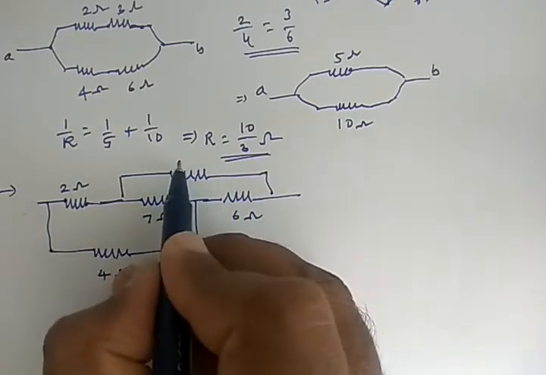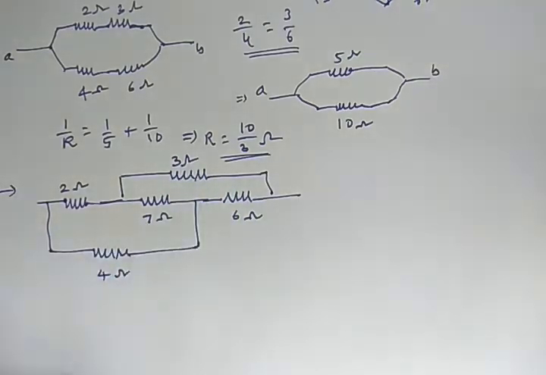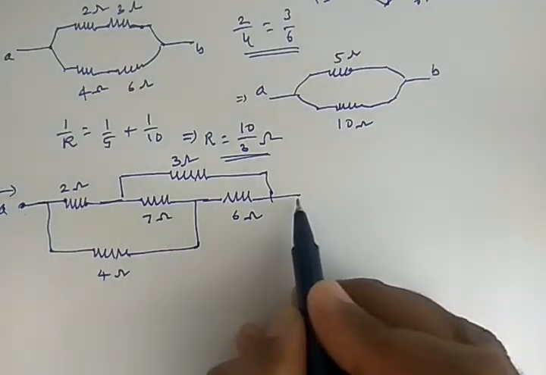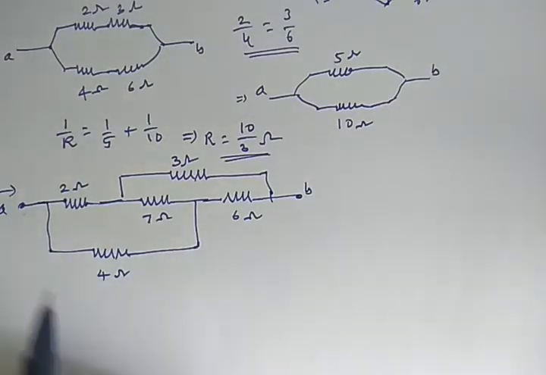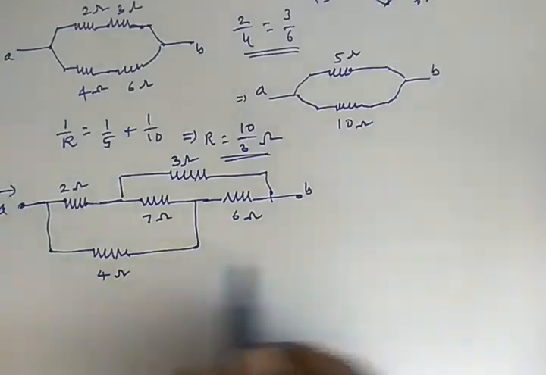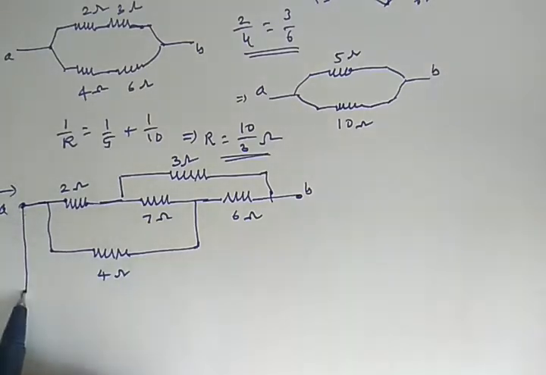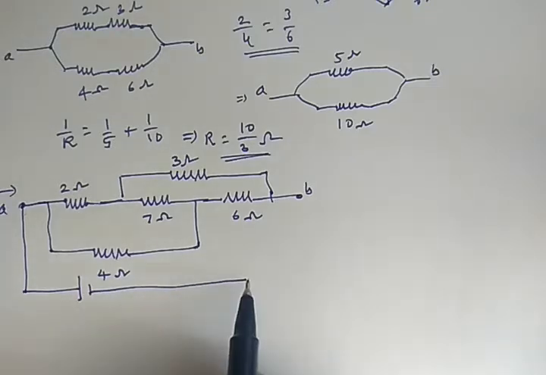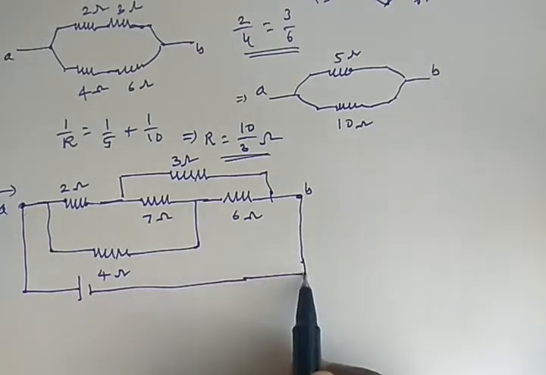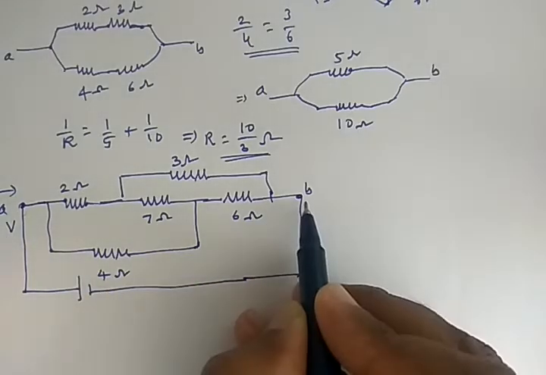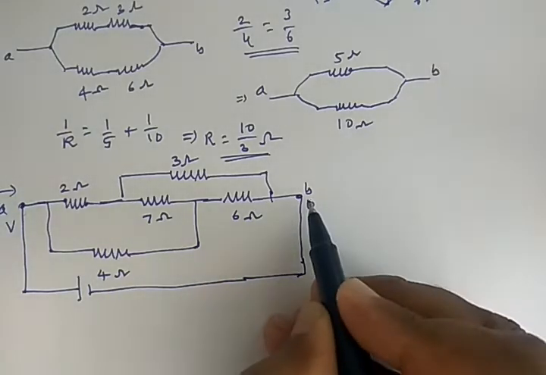Let us connect like this. So this is a 3 ohm resistor. Now this is terminal A and that is terminal, let's say, B. When you connect these two terminals to a battery of EMF V, now potential here will be V and potential here will be 0.